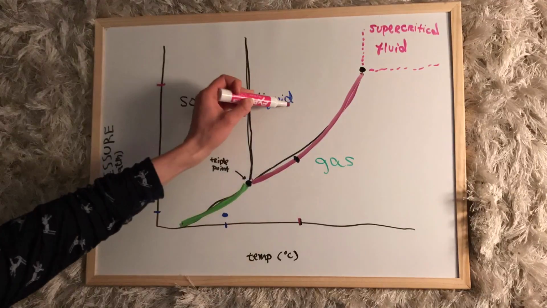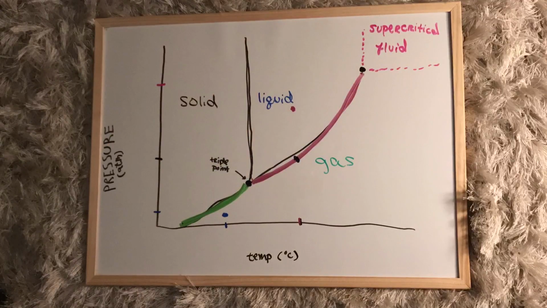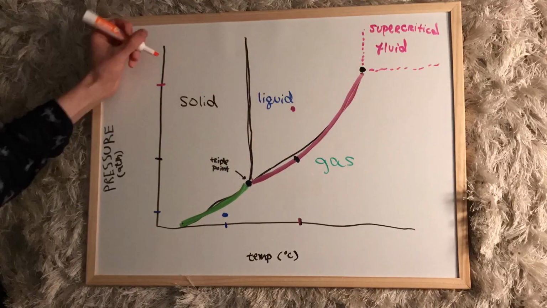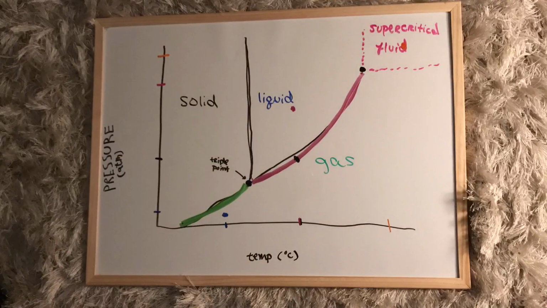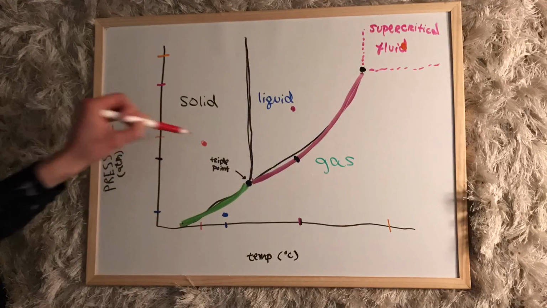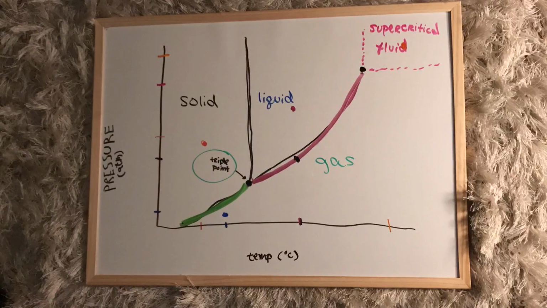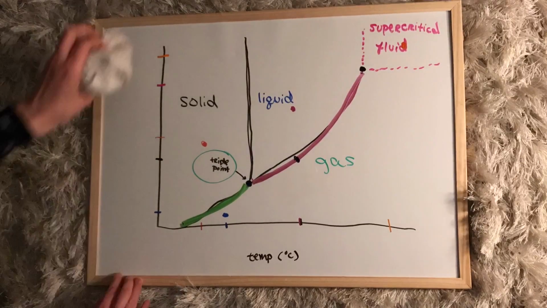So then if we keep the same temperature and go with a higher pressure, we get a liquid. Whereas if we go with a super high pressure and a super high temperature, we'll get a supercritical fluid. And if we keep a moderate pressure with a low temperature, we'll get a solid. And let's not forget about the triple point.